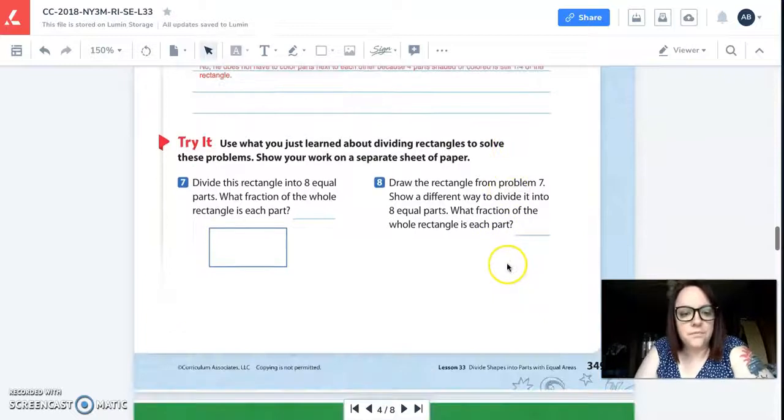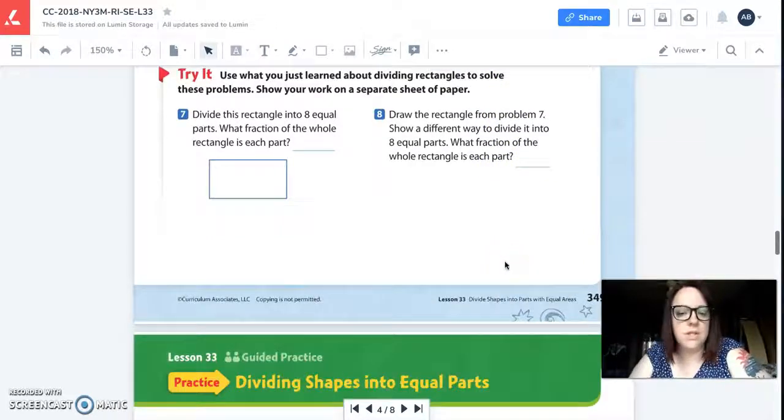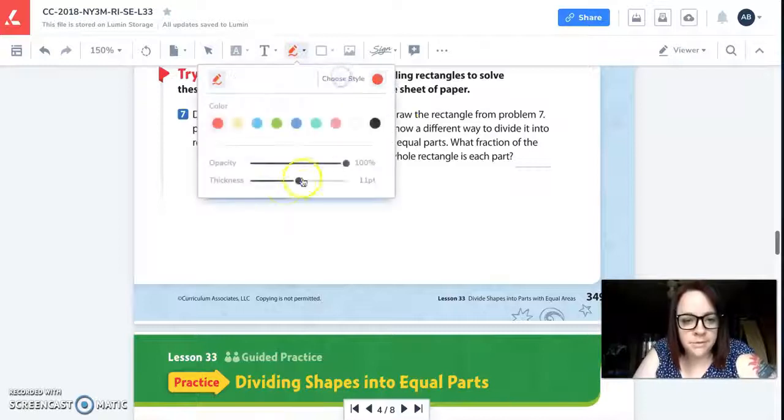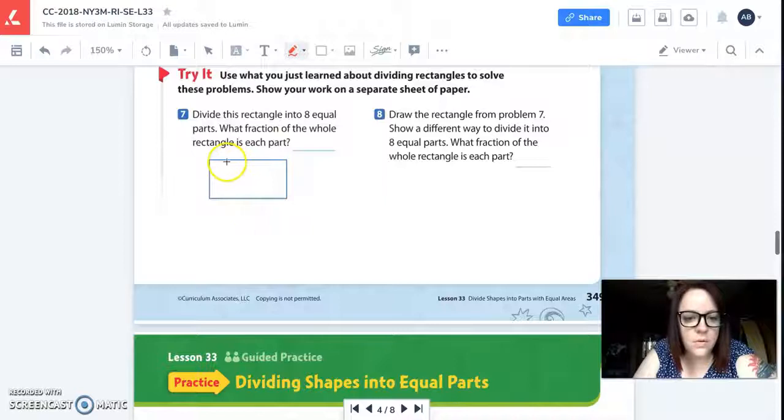All right. Now, use what you just learned about dividing rectangles to solve these problems. Show your work on a separate sheet of paper. If you have a separate sheet of paper, go for it. If you do not, follow along with me, and yeah, we'll just get through it, okay? All right, divide this rectangle into 8 equal parts. So before we get to that next question, let's divide it. I want to do smaller lines, so we need 8.